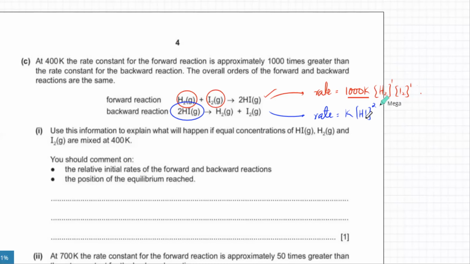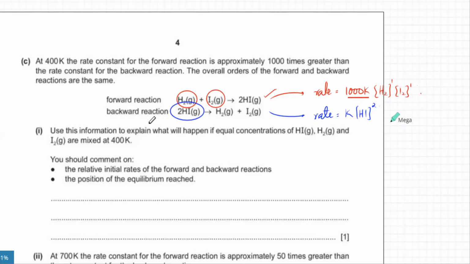So in the backward reaction, there's only one reactant, which is HI. The overall order is going to come out to be 2, so it's going to be squared. So this is what he means. This is the rate equation for the forward reaction, and the value of k is 1000 times greater, so I called it 1000k. And this is the rate equation for the backward reaction, and the value of k is 1000 times lesser.